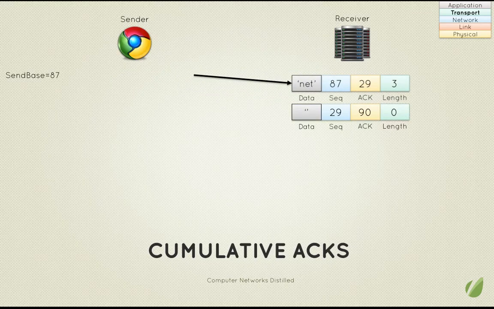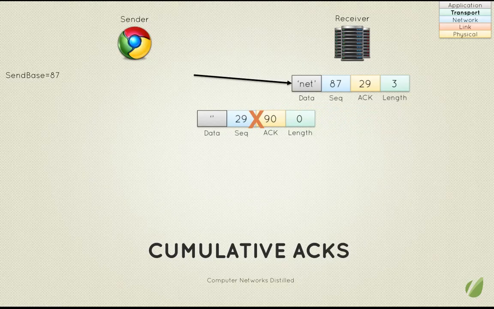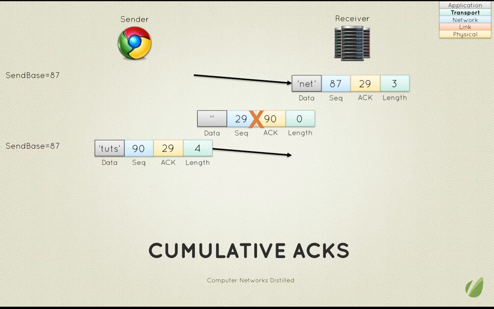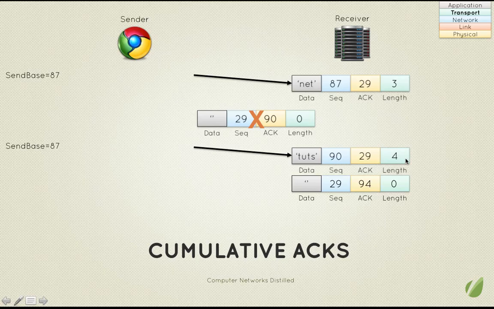The first packet is sent, and the acknowledgement for this, which should be ACK 90, is sent back but lost. From the sender side, it looks like that packet was never received, so it will continue sending packets in the pipeline. The next packet is this TUTS, which is a length 4. It gets sent, and then the receiver acknowledges it. In this case, the receiver is going to acknowledge the last byte that it correctly received in the sequence. In this case, that's 94. It received the 3 and the 4.